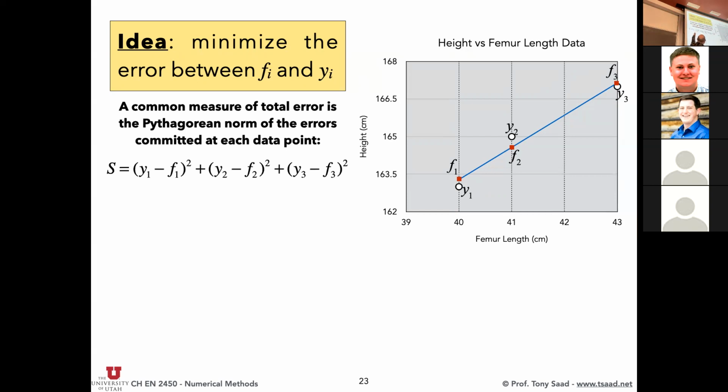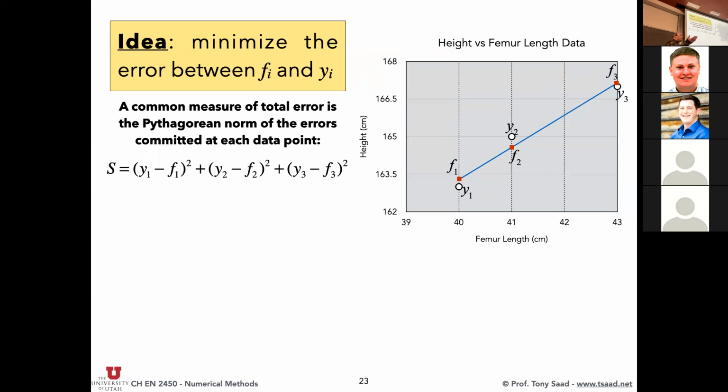I call it S. It's y1 minus f1 squared plus y2 minus f2 squared plus y3 minus f3 squared. Whether you take the square root or not is not an issue here, but this is still a Pythagorean norm. So now remember that. We have a definition for the error, and the idea of regression is to minimize that error. So our objective is to minimize S.